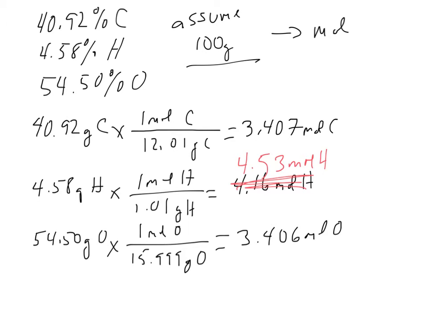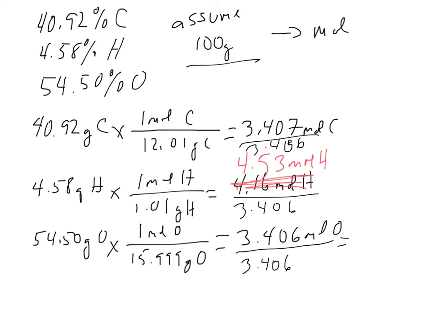All right, after doing these calculations, we get 3.407 moles of carbon, 4.53 moles of hydrogen, and 3.406 moles of oxygen. Now I'm going to ratio all of these numbers of moles by the smallest number. 3.406 moles is the smallest, so I'm going to divide everything by 3.406 moles. A number divided by itself is 1. 3.407 divided by 3.406 is so close to 1.